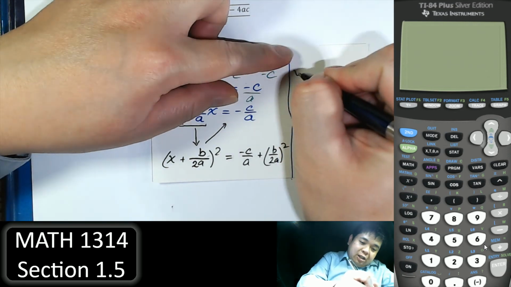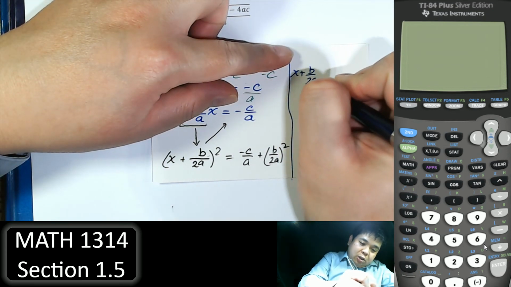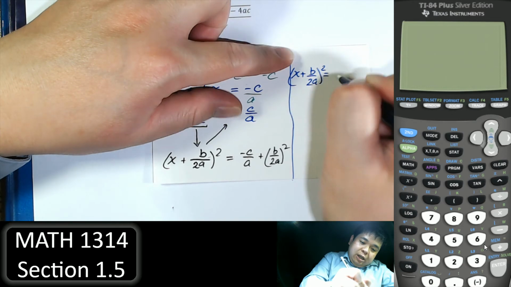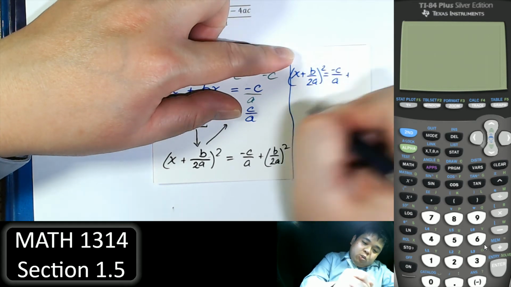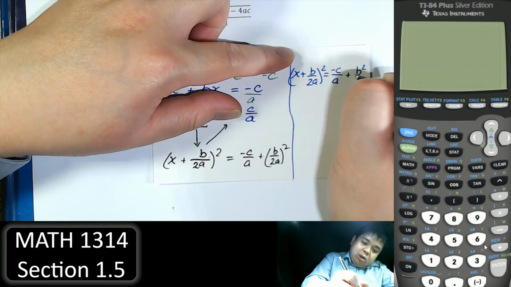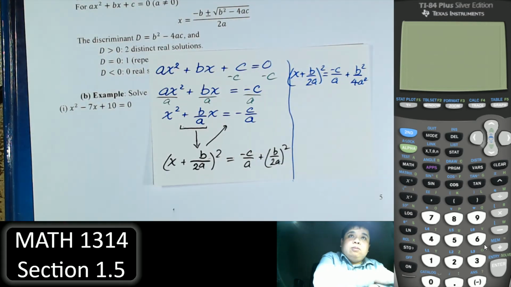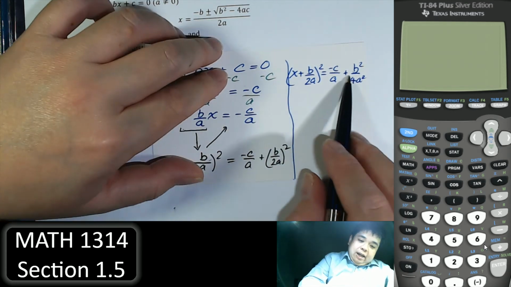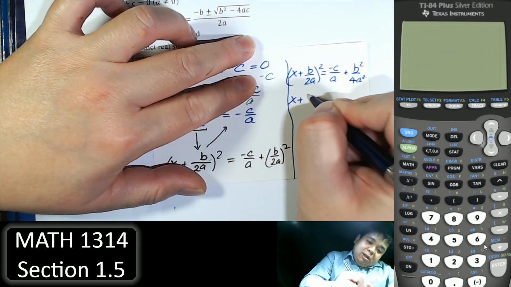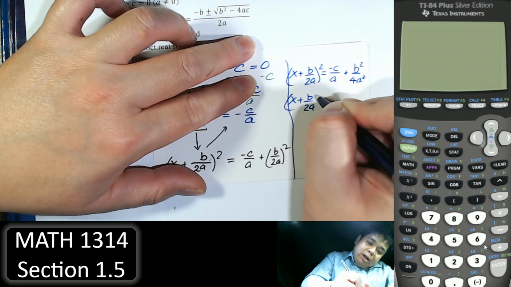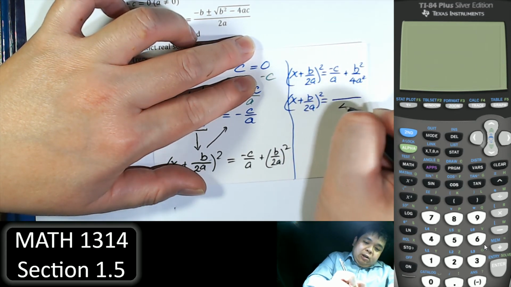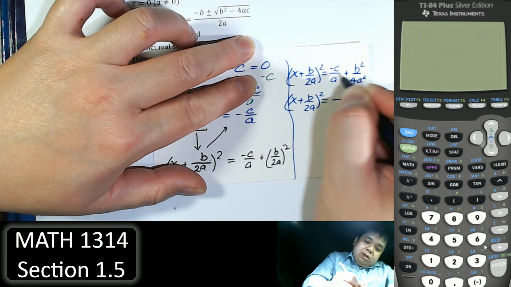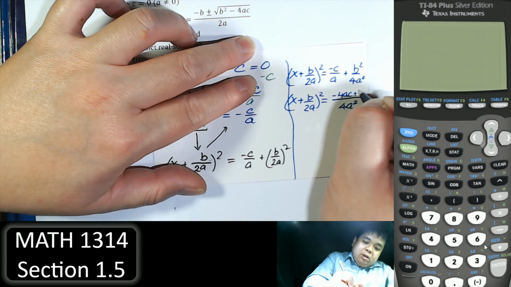So we have x plus b over 2a squared equal to negative c over a. This one squared is b squared over 4a squared. And then common denominator, x plus b over 2a squared. The top, that would be minus 4ac plus b squared.